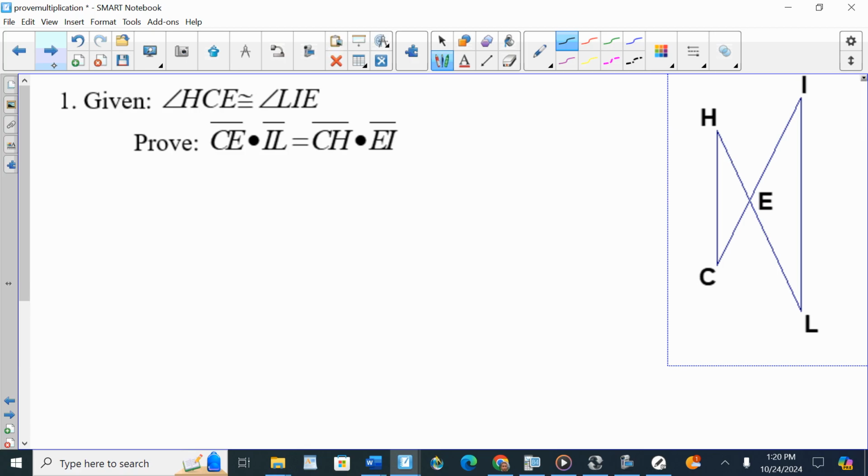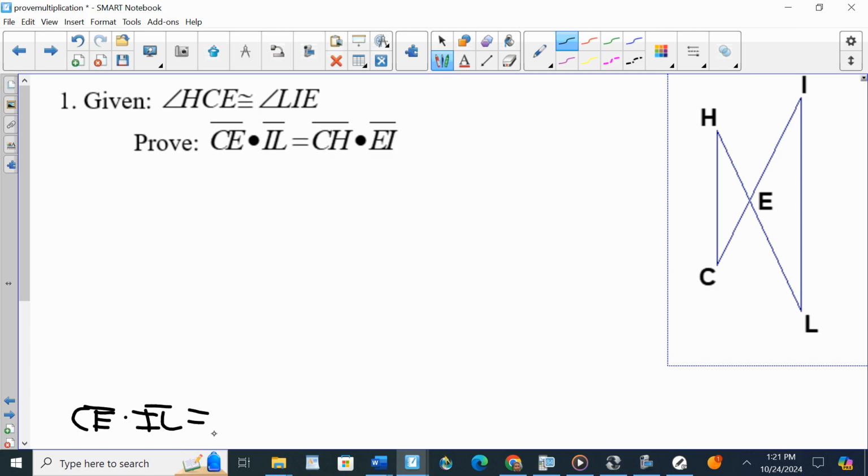Whenever I see multiplication in your proof, we work backwards. CE times IL equals CH times EI. My reason is always cross products are equal. So again, this is literally just copying and pasting what we did in the proving multiplication mini proofs lesson.